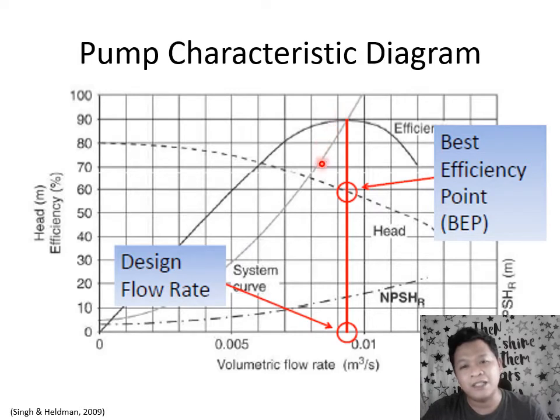Ang mahalaga lang dito is dapat mas mataas yung curve ng pump dun sa system curve. Kasi the moment halimbawa dito nag-intersect sila, and then at this point, mas mataas na yung system kesa dun sa pump head curve, then that simply means hindi na gagana yung pump mo, hindi na niya ma-accomplish yung goal of moving the fluid throughout your system beyond this volumetric flow rate kung saan sila nag-intersect.